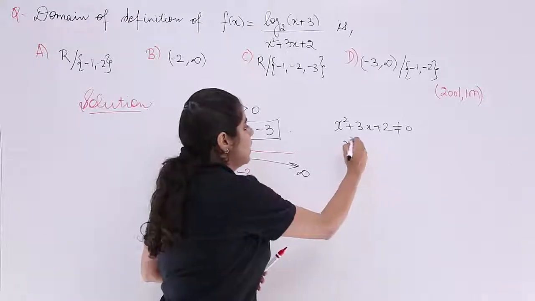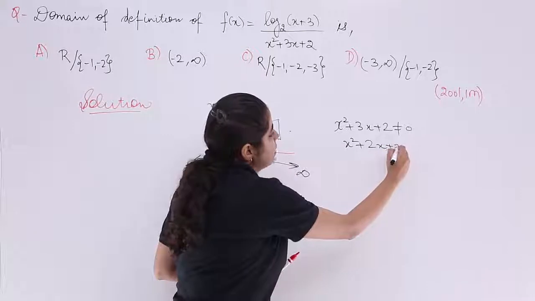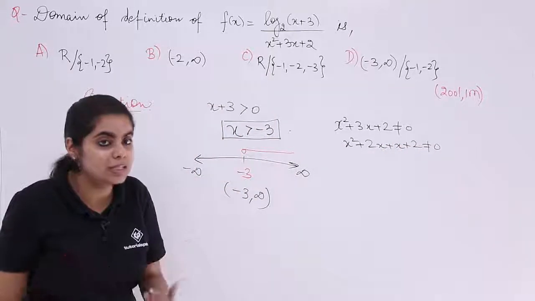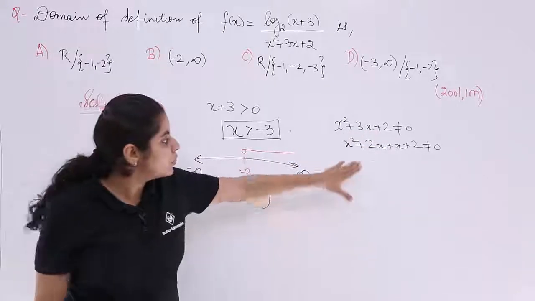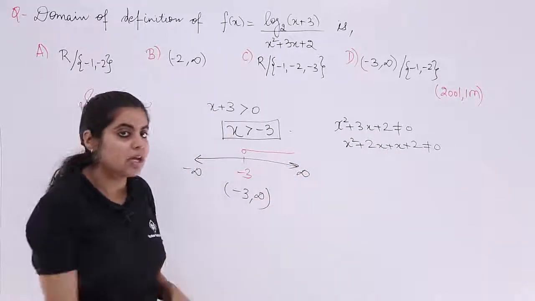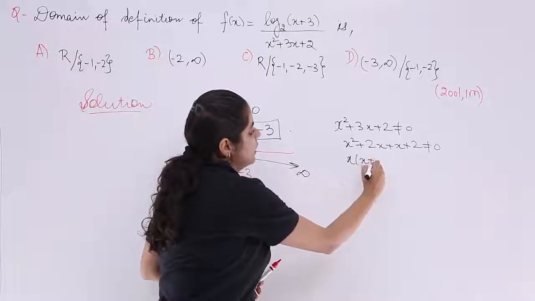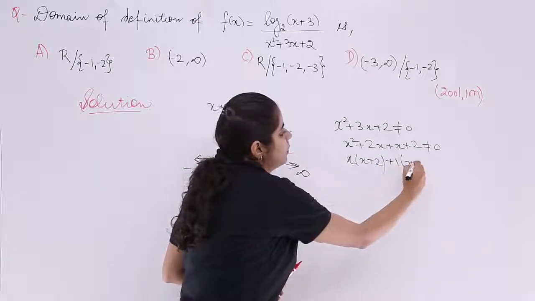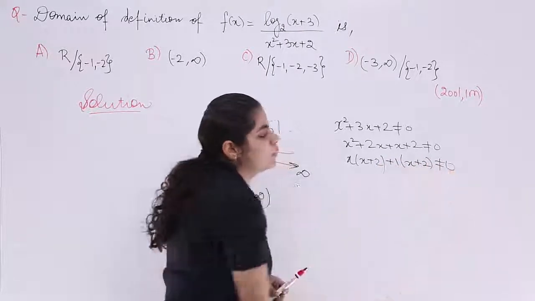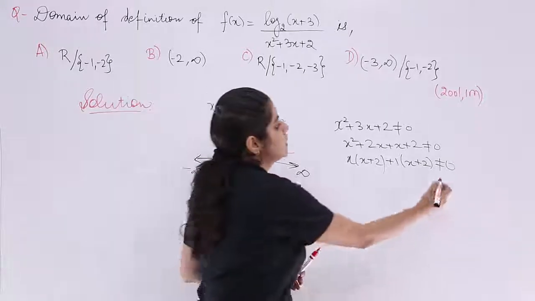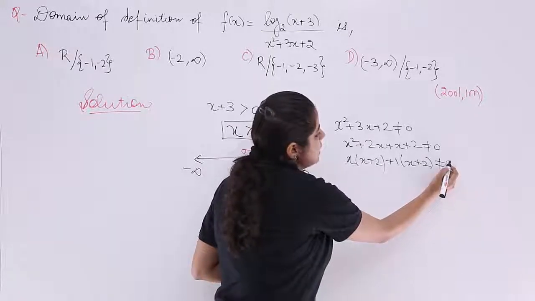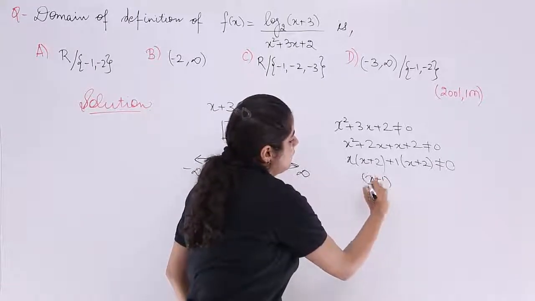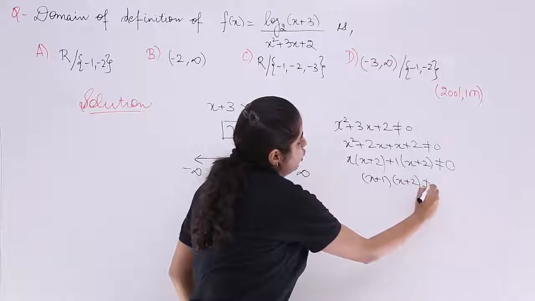Now, split this function into 2 factors by splitting the middle term or by usage of the quadratic formula. It is x square plus 2x plus x plus 2 not equal to 0. How did we split it? We basically know 3x is the sum of 2x and x. Now, the factors can be made in a manner: you take x common, the remaining is x plus 2. You take 1 common, the remaining is again x plus 2, not equal to 0. Let's make the 0 more beautiful. Now, the 2 factors are x plus 1 and x plus 2, not equal to 0.